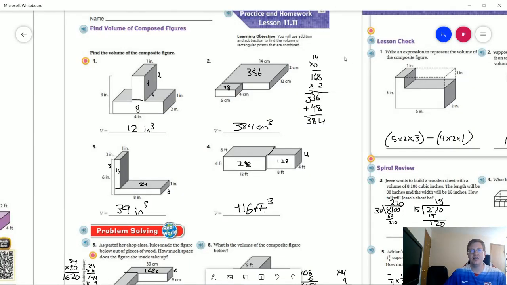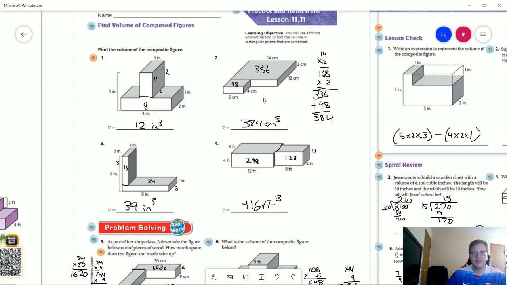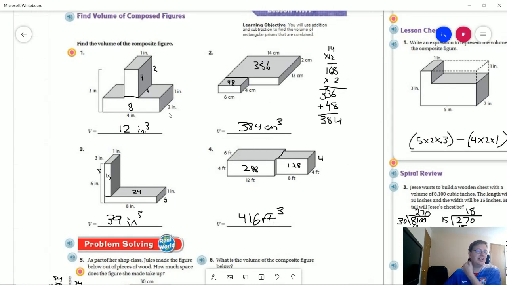This is going to cover our homework from our lesson that we did yesterday. This is for 5th grade and we are working with finding the volume of composed figures. I'm going to talk through everything as quickly as possible, but again, you can pause the video and take a look at the answers.